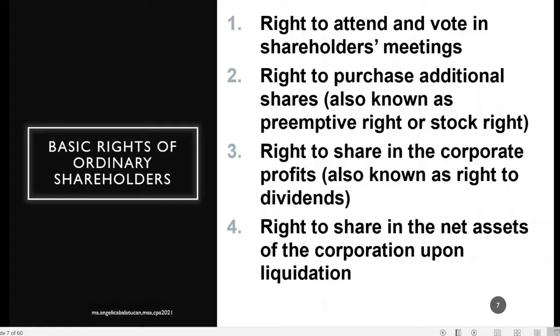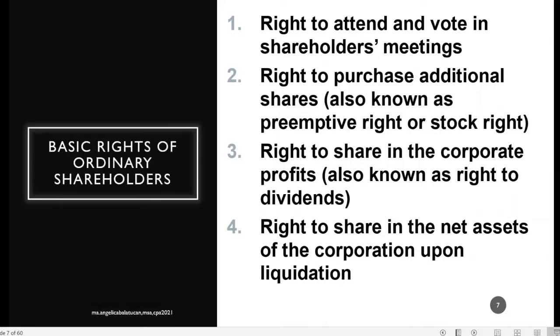So that is the preemptive right. I think this is also discussed in the partnership and corporation law, right? About the preemptive right. So you are offered the shares first before they offer them to outsiders. Third, they have the right to share in the corporate profits, which is known as the right to dividends. And also, they have the right to share in the net assets of the corporation upon liquidation. So those are the rights of the ordinary shareholders.